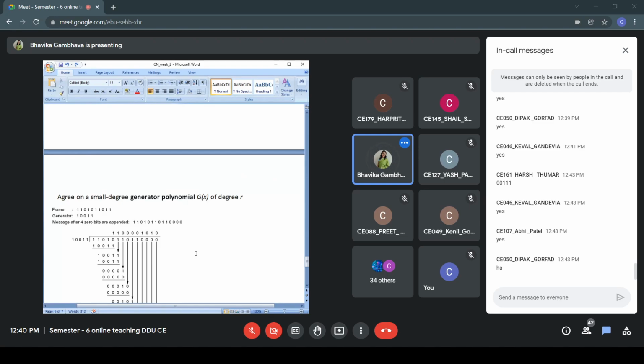Okay. So Harsh has got something. Let us wait for two more answers and then we'll see. You have to simply perform the XOR operation and choose whether you will be writing the generator polynomial or you will be writing zeros. It is fairly simple, I think.